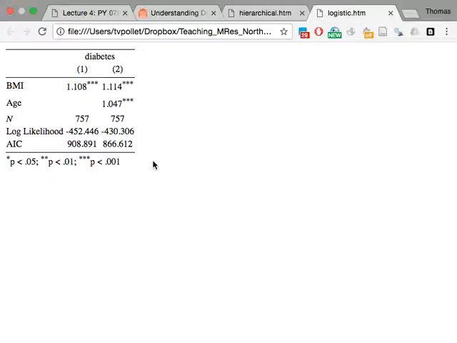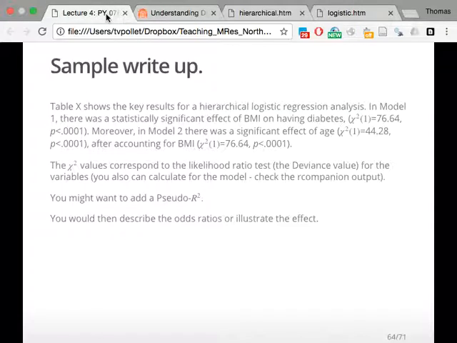So I'll just run you through how you would write it up, and then we would stop there, and the rest I'll put in the video. It won't be much longer. Table X shows the key result for a hierarchical logistic regression analysis. In model 1, there was a statistically significant effect of BMI on having diabetes. And then I reported a chi-square value, and that's the chi-square value of the likelihood ratio test. I reported those here because they're not part of the table. If you had put them in the table, then you could just leave them out. But there's no test like this in the table.